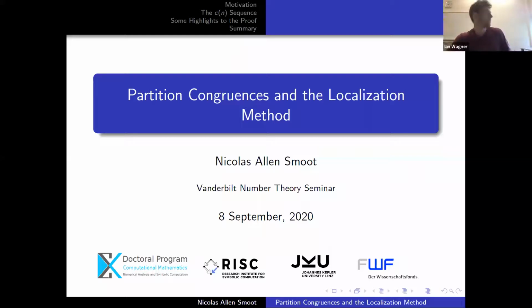Right. So this week, Nicolas Allen Smoot is speaking, and he's talking about partition congruences and the localization method.